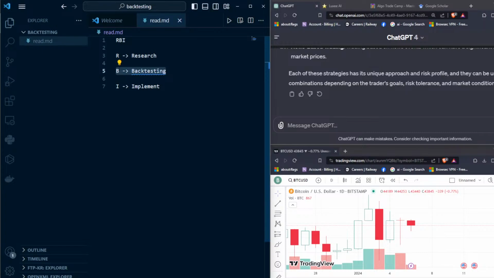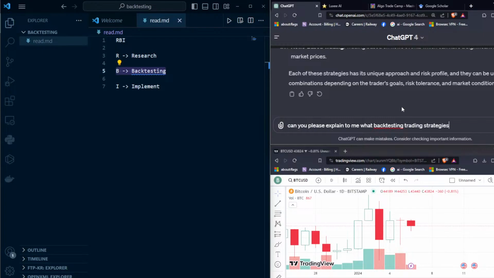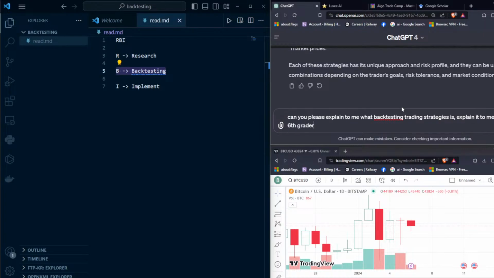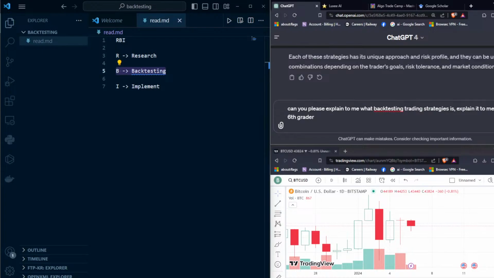So you really need to use ChatGPT for the things that you don't understand. For example, maybe you didn't get what backtesting is. So what you would do in this case is go to ChatGPT and say, can you please explain to me what backtesting trading strategies is? Explain it to me as if I am a sixth grader. So let's see.